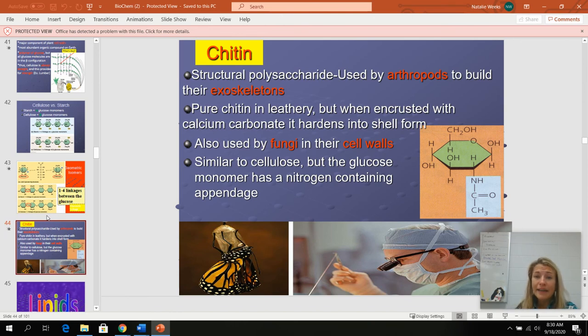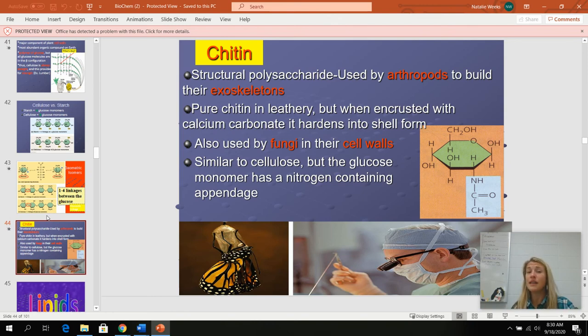Lastly, when we're looking at chitin, that is that polysaccharide that is used in arthropods to help build their outsides. So if we would have a big sheet of chitin, it's going to be really, really leathery, a little bit stretchy, but more just kind of tough and flexible. When we have chitin that's encrusted with calcium carbonate, then we get really, really hard shells on some of our organisms as well. Because it is really flexible, fungi, think mushrooms, also use chitin in their cell walls.